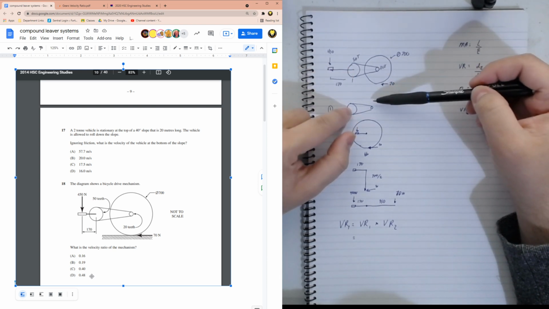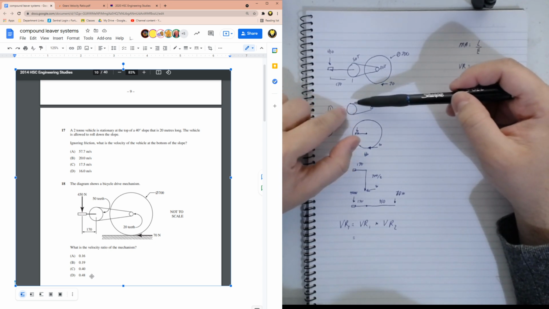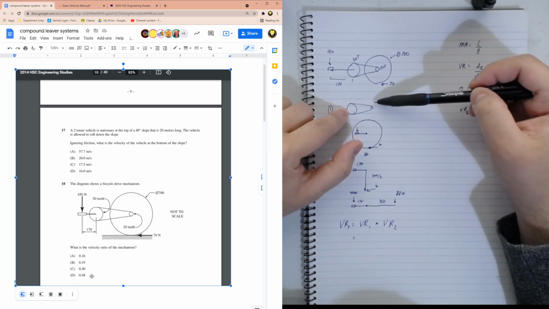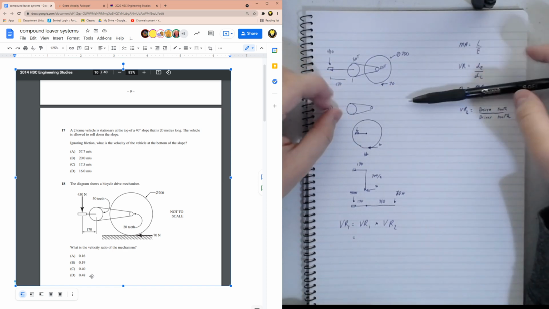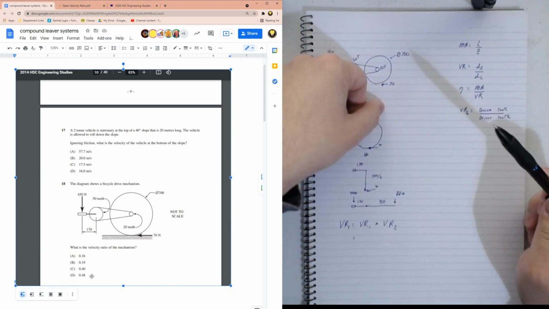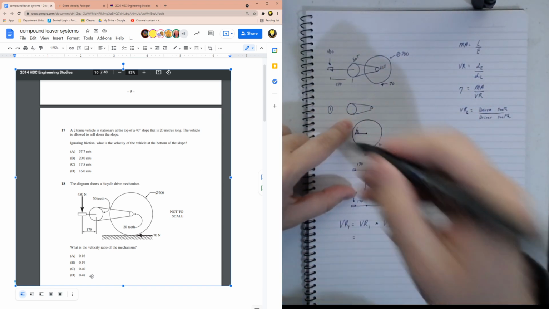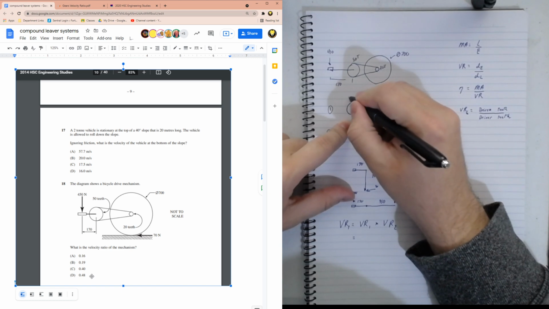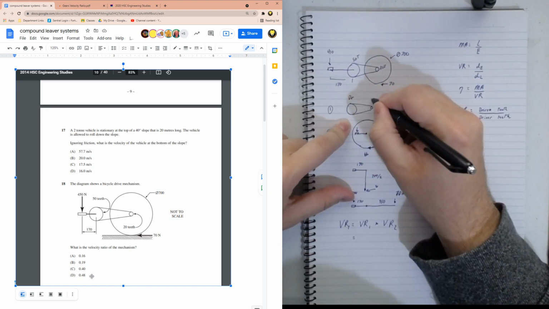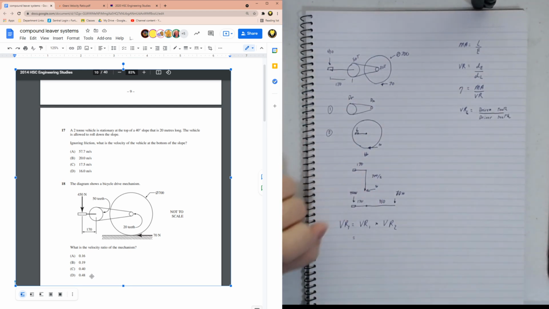So for this particular system, this 50 tooth gear is transferring its energy over to the 20 tooth gear. In this particular geared system, this one is driving gear 20, the smaller gear. So this one is going to be the driver, and this one is going to be the driven. The dr, and this is going to be the dn.